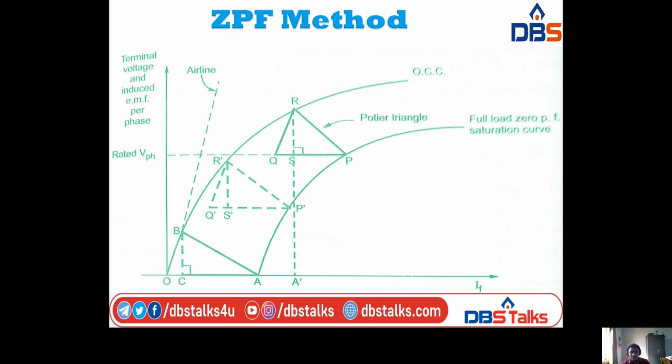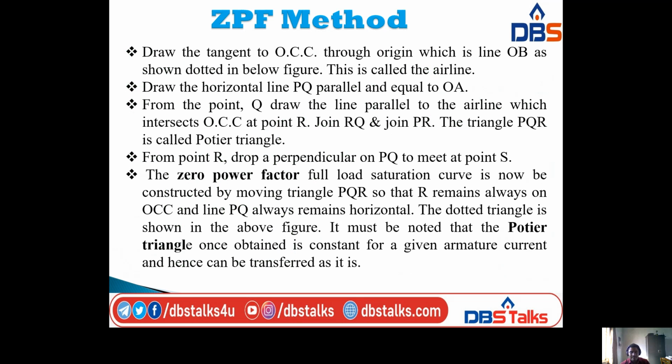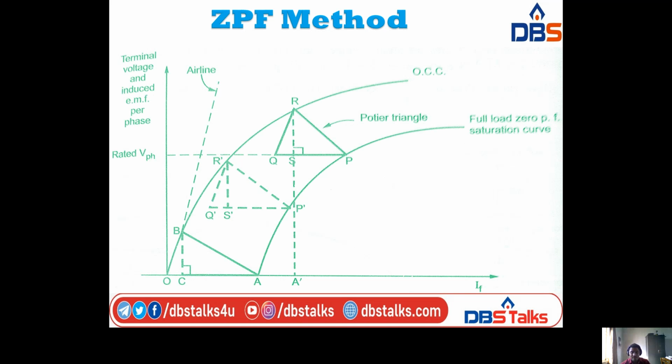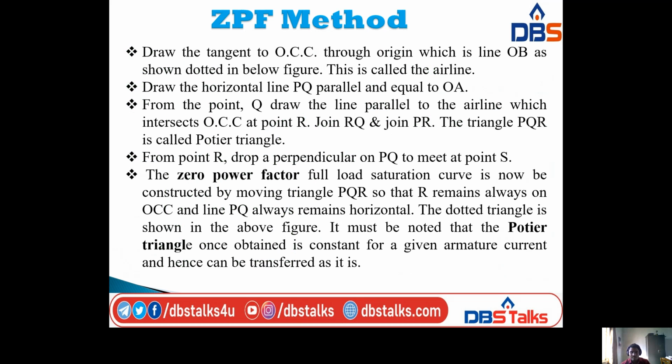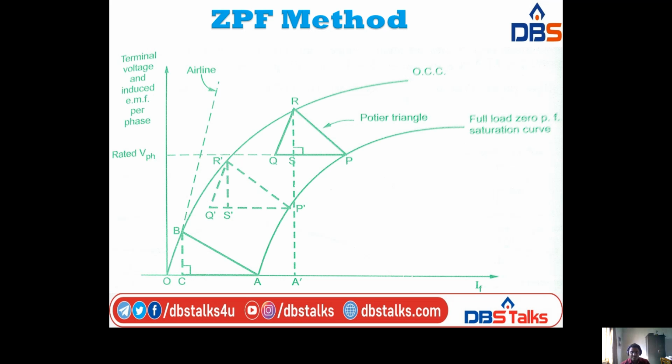From the point Q, draw the line parallel to the air line. In the first point, I said that we have one air line, that is drawn from the origin, the O point, to the B point. So from the point Q, I am drawing one line that is parallel to the air line, which intersects OCC at point R.